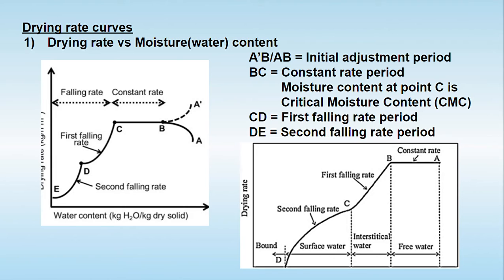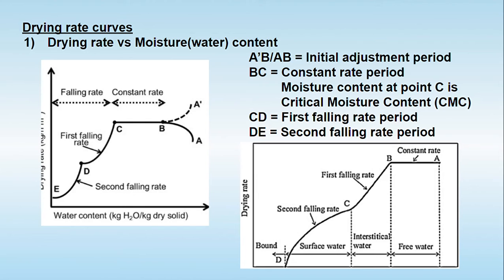During the first falling rate period, the interstitial water, the water which is present on the top, and that is easy to remove, can be removed. While during the second falling rate period, the water which is lying on the surface, bound with the atoms of the material on the surface, is going to be removed. And sometimes during the second falling rate period, the moisture which is present within the material is also going to be removed from there.